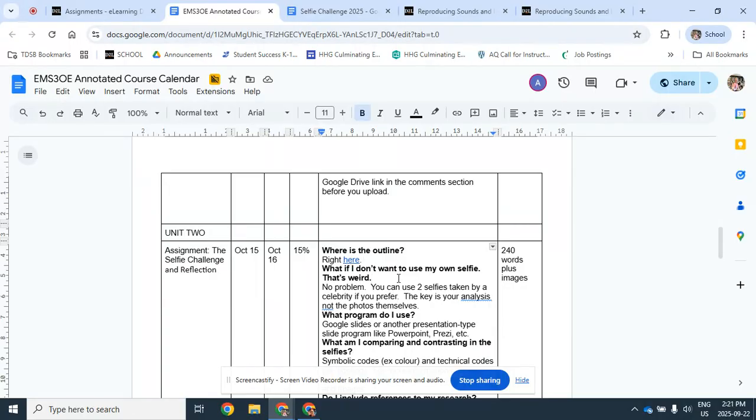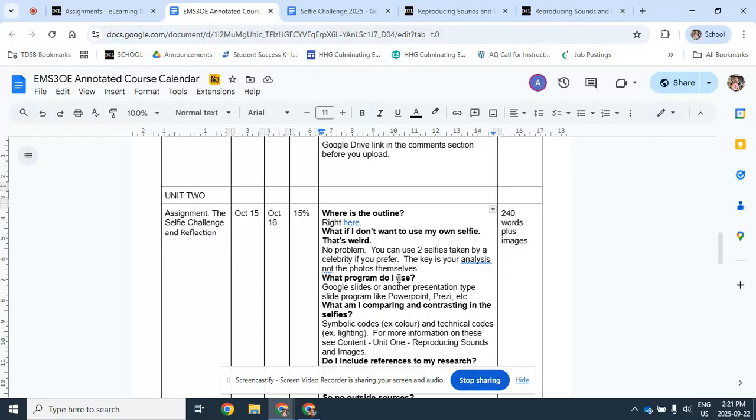And the questions have been, what if I don't want to use my own selfie? No problem. You can use 2 selfies taken by a celebrity if you prefer. What I'm marking is the analysis and not the photos themselves. I'm not marking the photos at all. I'm just seeing them so I can see what it is you're talking about in your analysis. What program do you use? You can use Google Slides or another presentation style slide program, something like PowerPoint, Prezi, doesn't matter which. Whatever you prefer is fine with me.